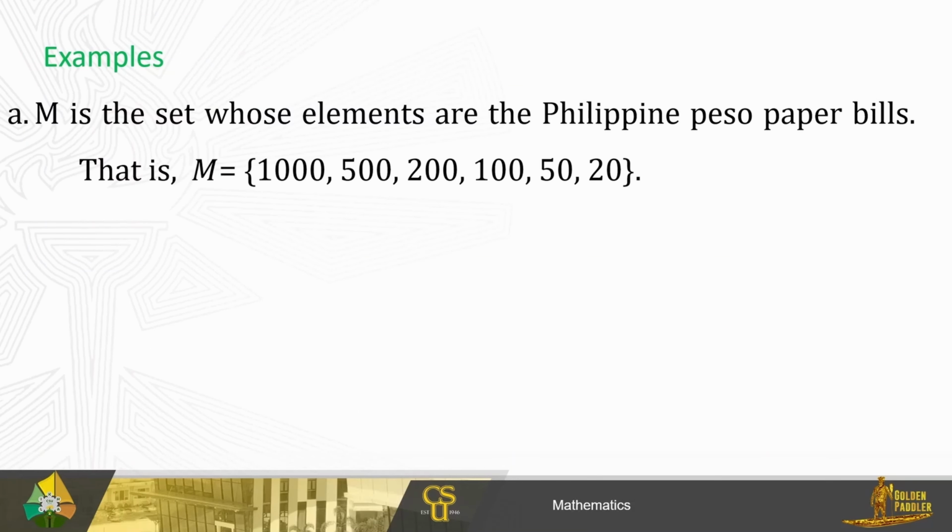Here are some examples. We have a set M is the set whose elements are the Philippine peso paper bills. That is, our M is a collection of the Philippine peso paper bills. So we have 1,000, right? We have 500, 200, 100, 50, and 20.